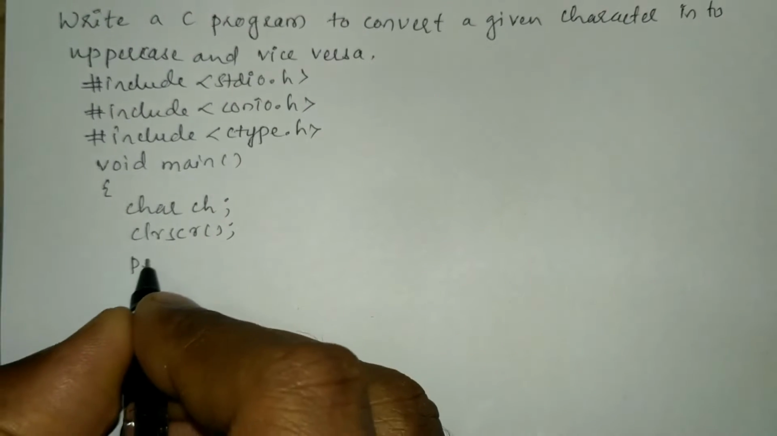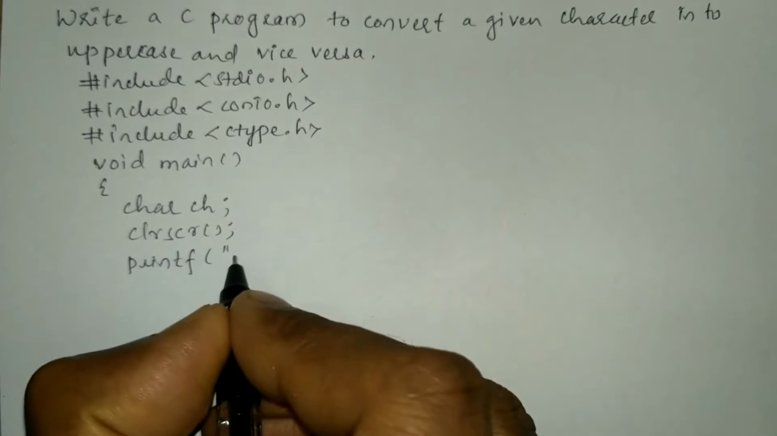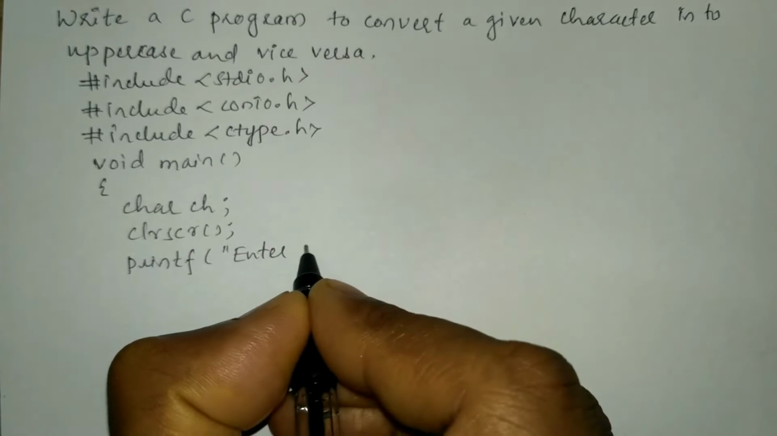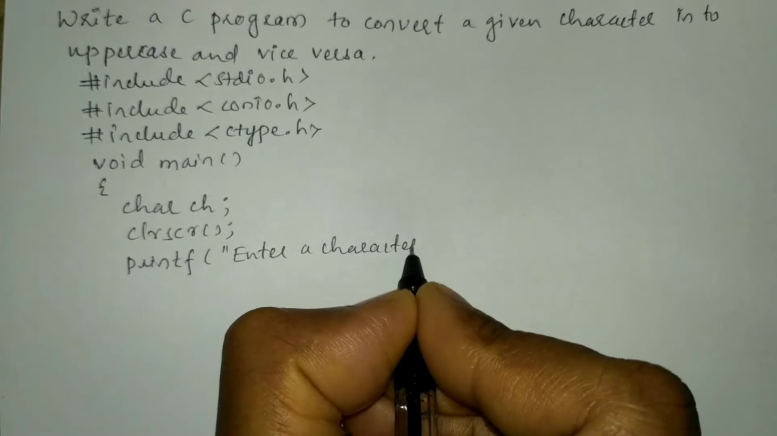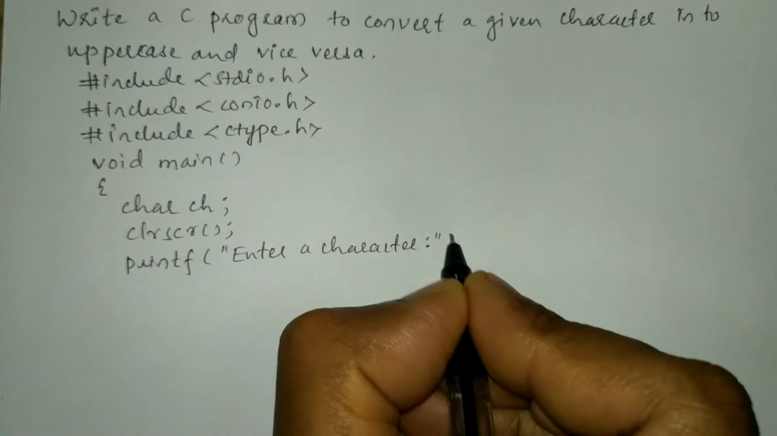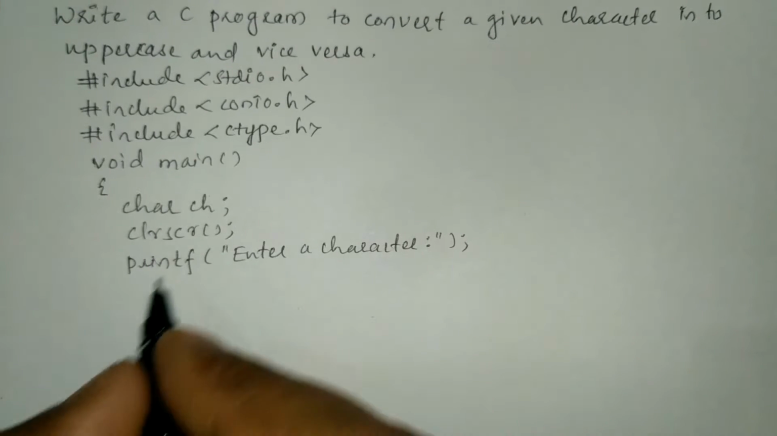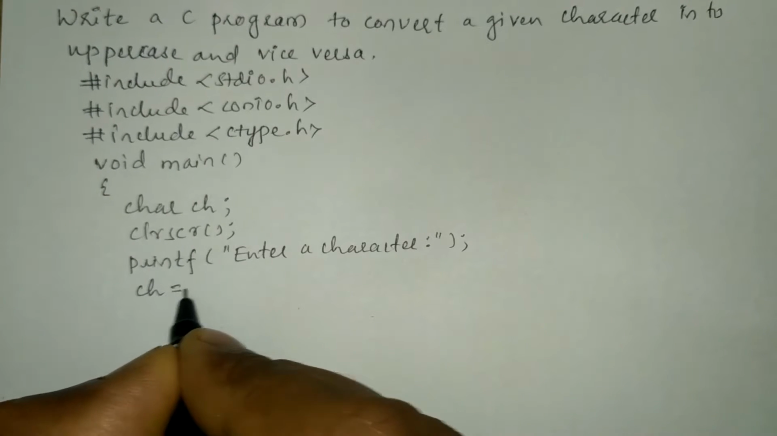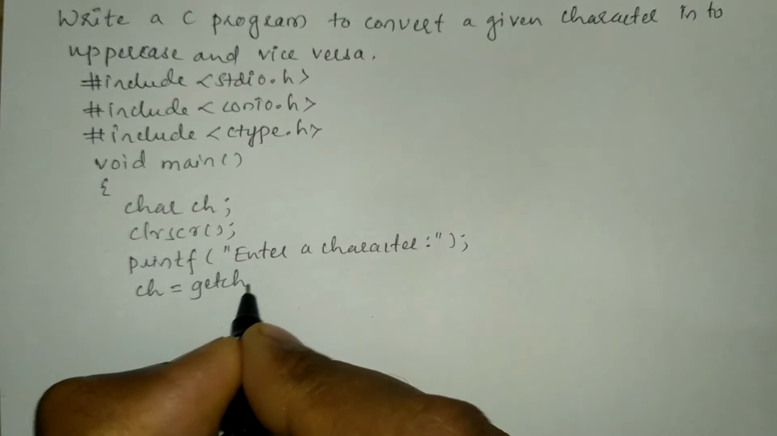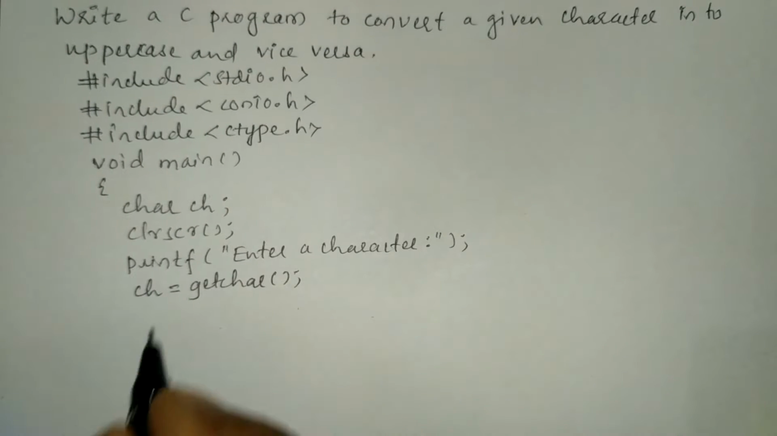Now we'll ask the user to enter the character using printf function. So in a double quotation mark I'm going to write enter a character. So a single character we have to type. So end the double quotation mark and put semicolon. In order to receive a single character, I'm going to write ch is equal to getchar function. So it is going to initialize ch.